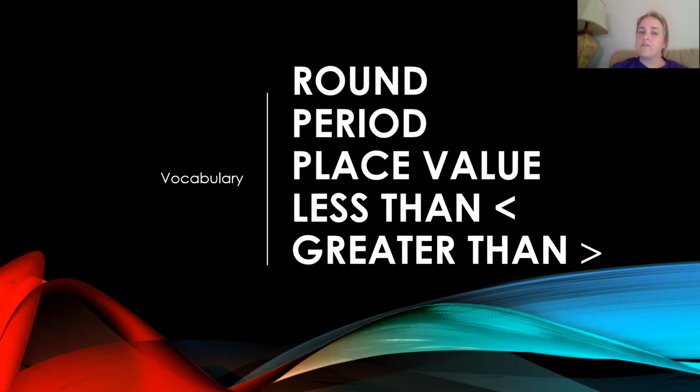Here's the vocabulary for this week. Most of this we'll already have learned in class, but I just want to review it with you again. So round, obviously. The next one is period. Remember, we learned it as like the houses, like ones, thousands, millions, those are periods. Place value is the value or the amount each number is worth, like ones, tens, hundreds. And then less than and greater than.